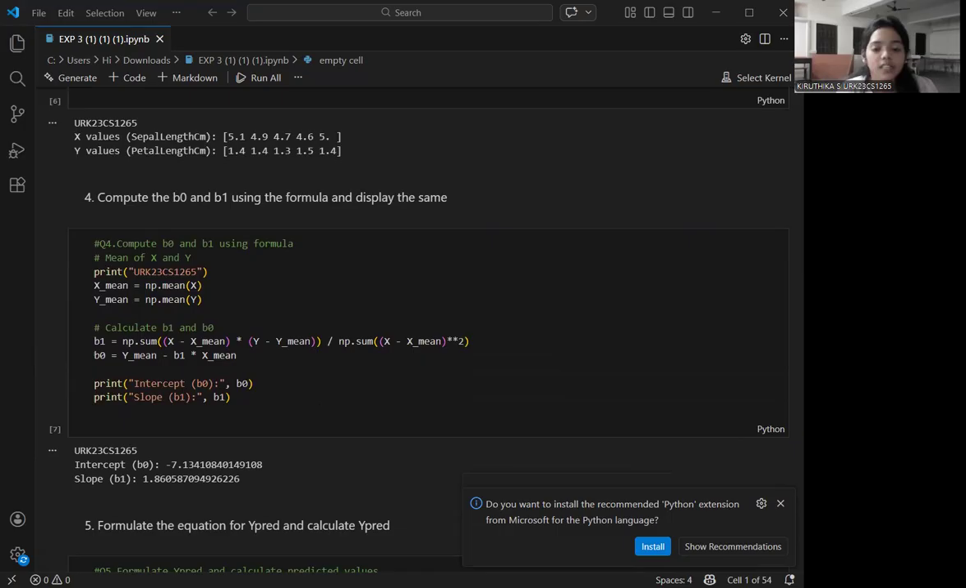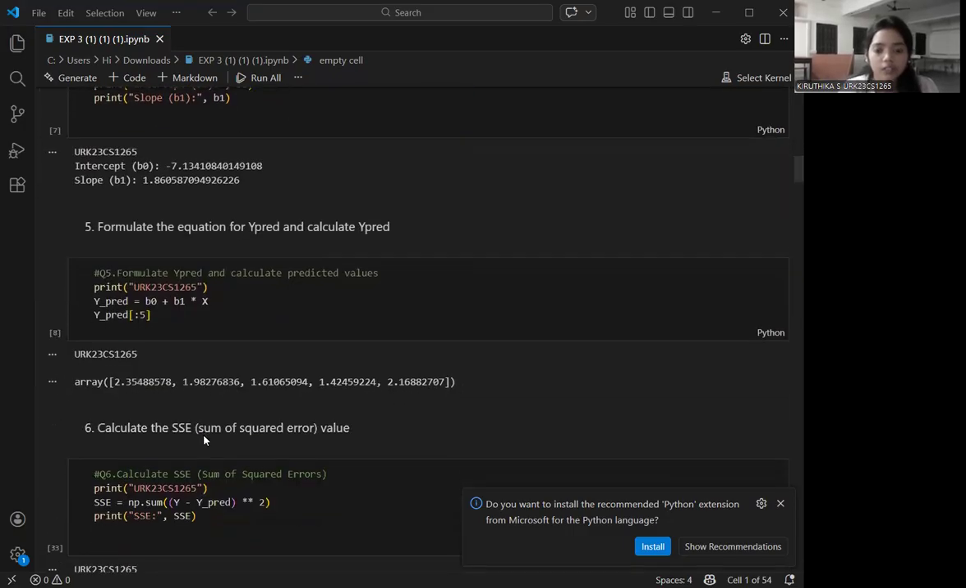And the fourth one is we have calculated the regression coefficients, B0 and B1. In linear regression, we calculate two parameters, slope and intercept. The slope tells how much y changes when x increases, and the intercept tells where the regression line crosses the y-axis.